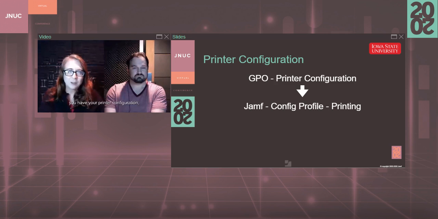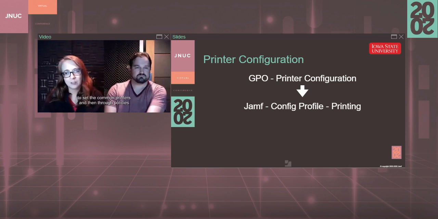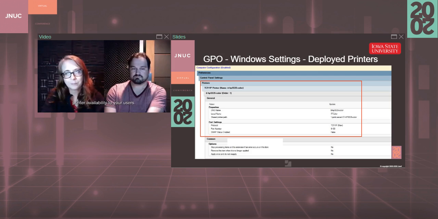On the GPO side, you have your printer configuration. Generally, you have a server or a queue that's hosted on a print server, and you want to share that and push it out through a GPO so that users in specific OUs get specific printers. On the Jamf side, it's through a config profile to set the common printers, and then through policies to get more fine-grained printer availability for your users.